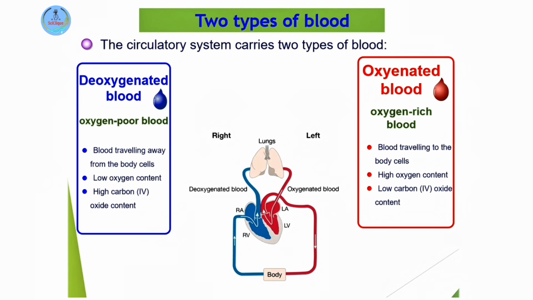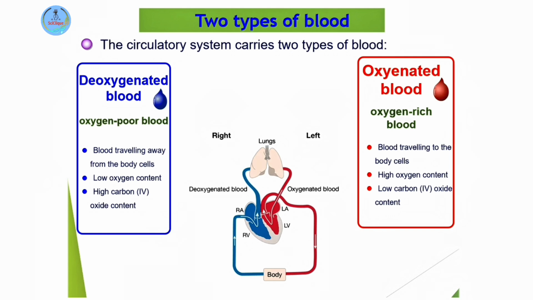Deoxygenated blood, on the other hand, is simply the reverse of this. This is blood that still has oxygen but at a much lower concentration. Now, when blood moves around our body, oxygen diffuses from the blood into the body tissues, and you're left with blood that has a lower concentration of oxygen but a higher concentration of carbon dioxide.